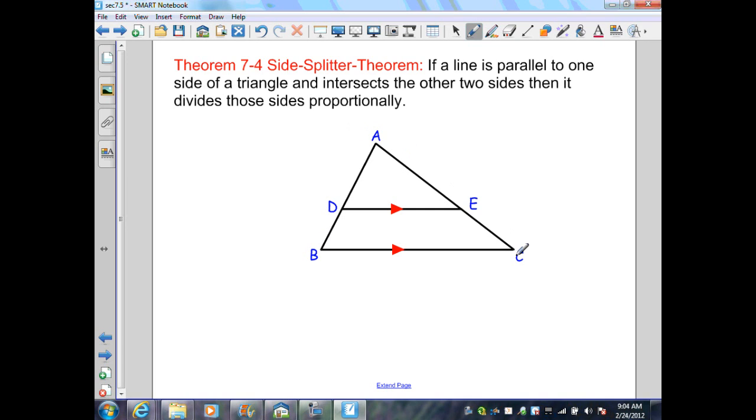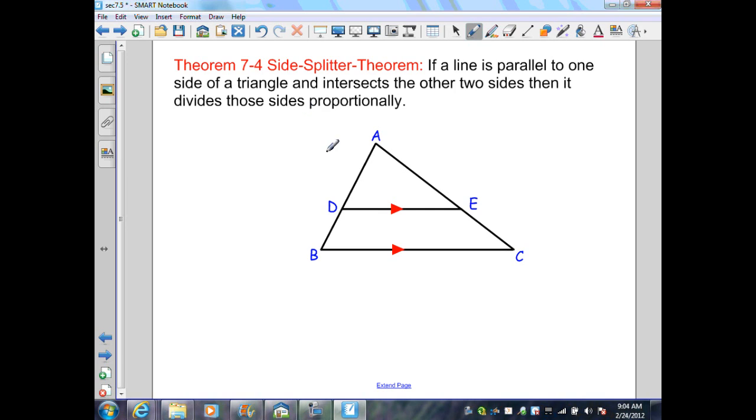This is different than the mid-segment theorem, which would tell me that point D and E are midpoints of the two sides. Then that would make that segment parallel to this third side, but also half as long. That doesn't occur here because D and E are not the midpoints of the two sides of the triangle.